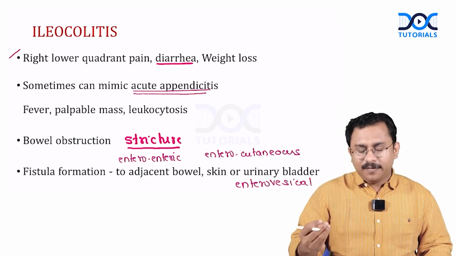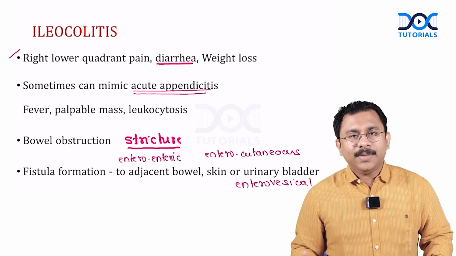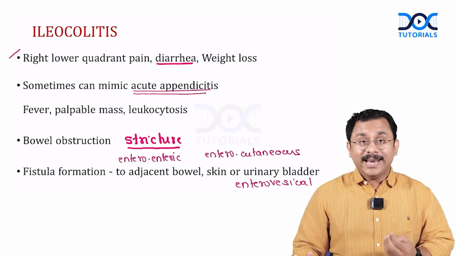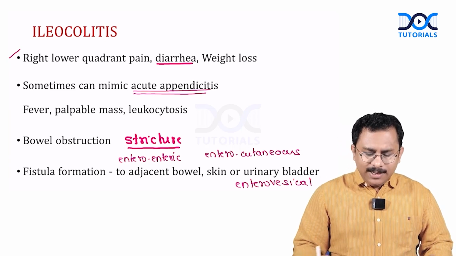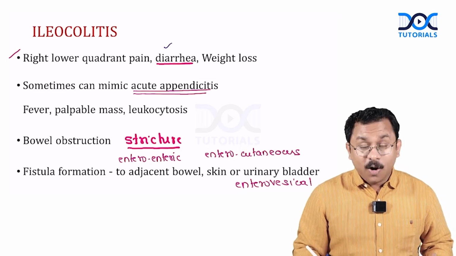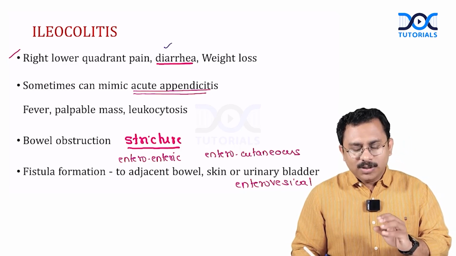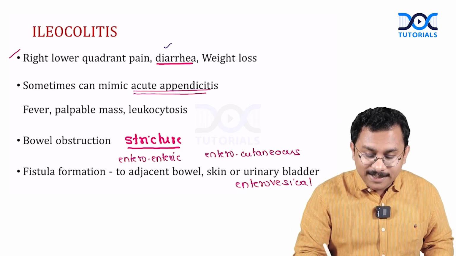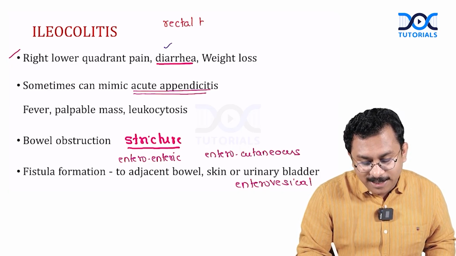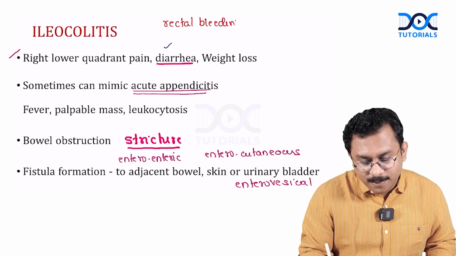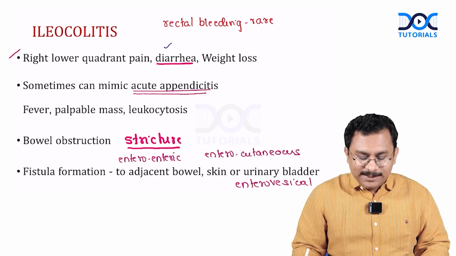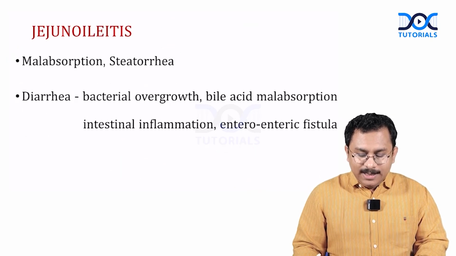This can also have manifestations. For example, in the case of enterovesical fistula, the patient can have frequent urinary tract infections and dysuria. But I want to tell you something. Though you can have diarrhea as a prominent manifestation in Crohn's disease, rectal bleeding is rare. You can have it, but relatively, rectal bleeding is rare compared to ulcerative colitis.